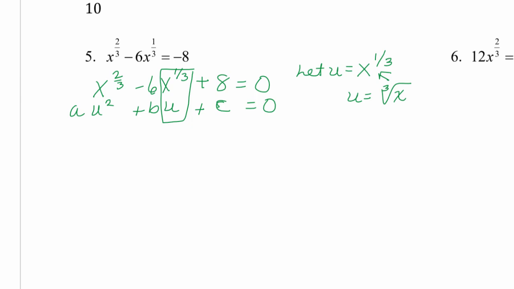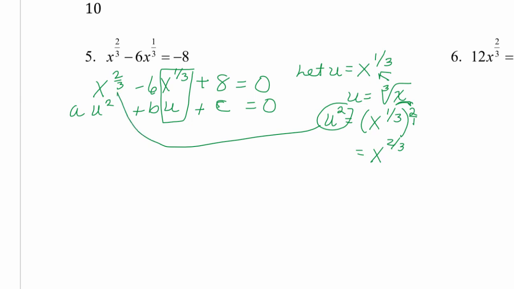And then we're going to square u. So square the x to the 1/3, which means that by power rule we multiply these two exponents and multiply across those fractions. So this is x to the 2/3, which is a good thing because that means that we can take u squared and substitute it for that x to the 2/3 that's there. So we have u squared minus 6u plus 8 equals 0.